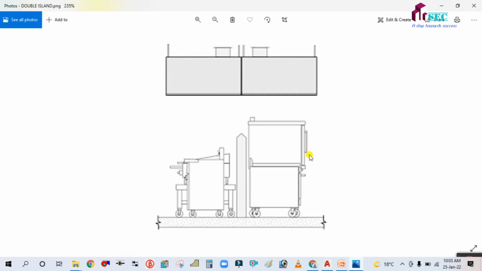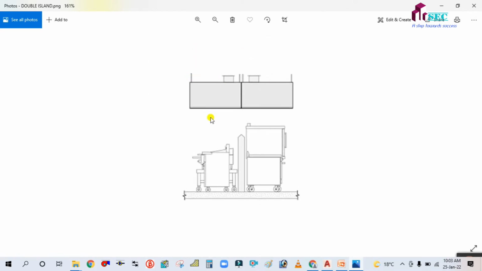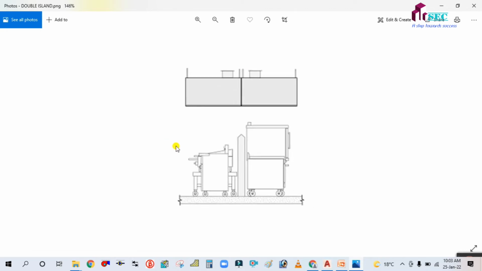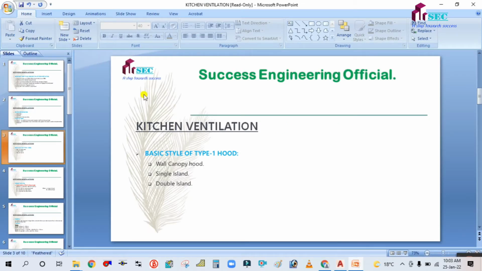This side is also kitchen and this side is also kitchen. This is mostly for commercial buildings and commercial hotels, where this double island hood is going to be used. So we will design the duct and hood size and all in this tutorial. So these are the types of hood.